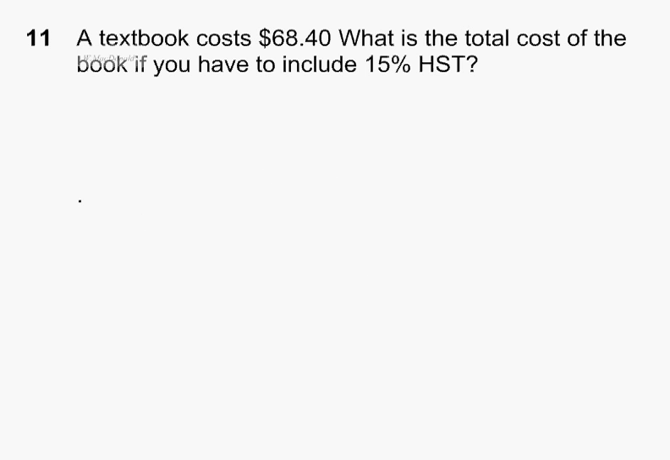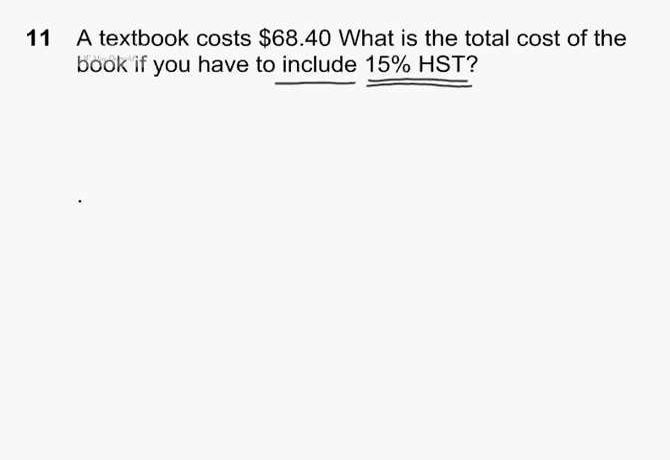Question 11 says, a textbook costs $68.40. What is the total cost of the book if you have to include 15% HST? Now, there's a couple students that actually subtracted 15% from $68.40. That's not tax. That would be a discount, which is different than HST.